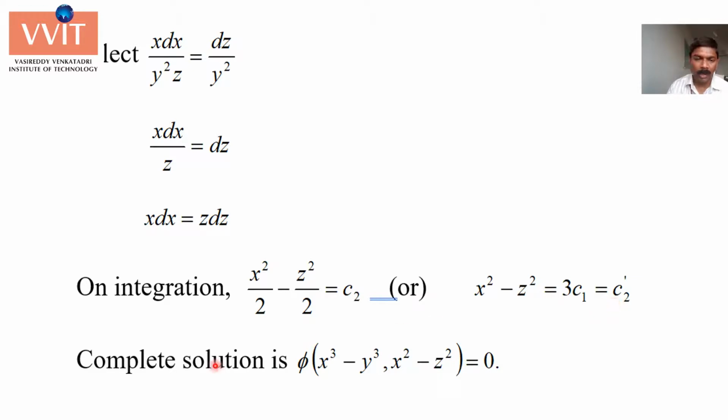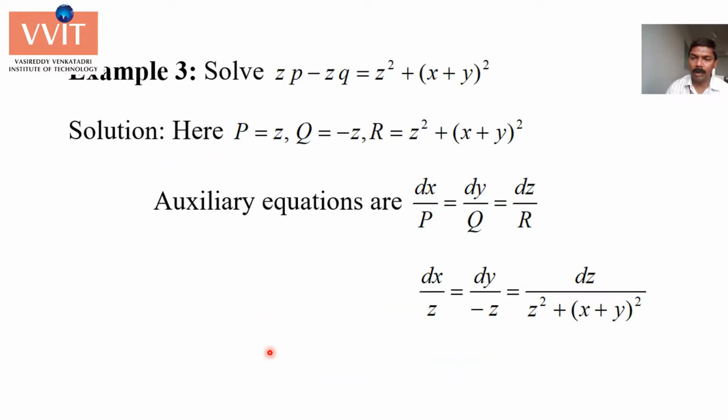And remember, last step is you have to write the complete solution, which is phi of first part comma second part equal to 0. Now see here, in the first problem all the three possibilities are useful. We have chosen 2. In the second problem, 2 possibilities only are useful, one is not valid. So this you should notice. Now let us take the next problem.